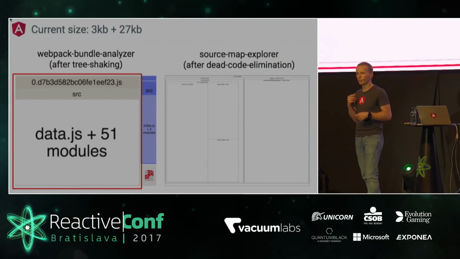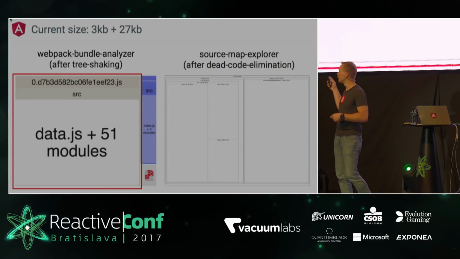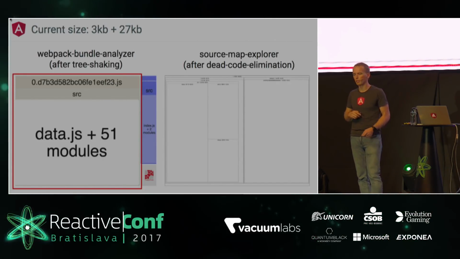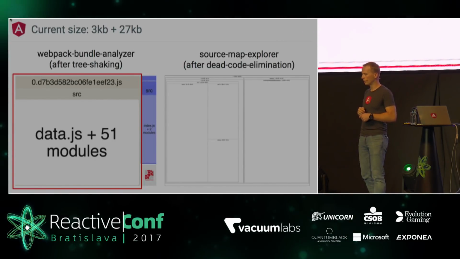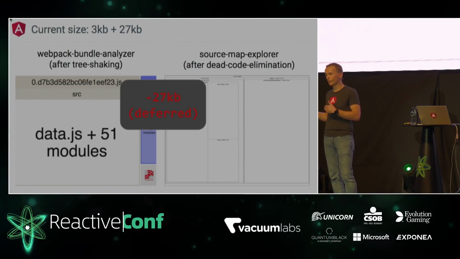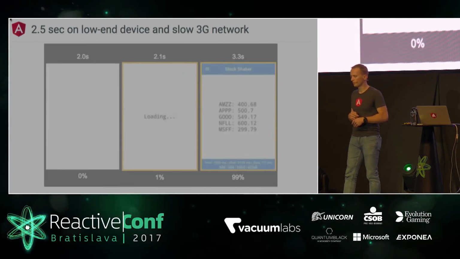And if you look at the source map explorer that points just to the main bundle, we see that it's really just the code that we wrote and the operators that are necessary for our application. Great, this is what we want to see in the critical path. And when we look at the numbers, we see that we deferred 27 kilobytes.